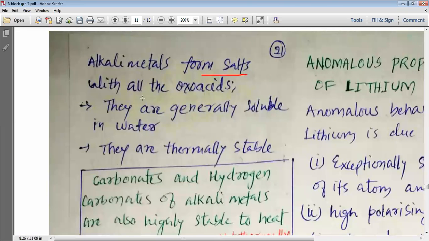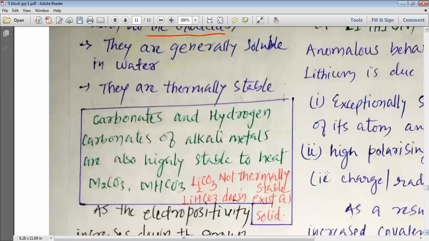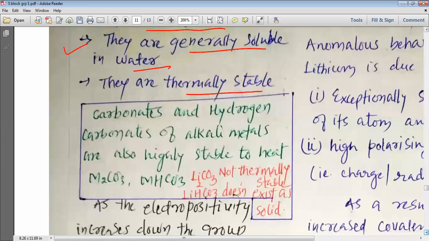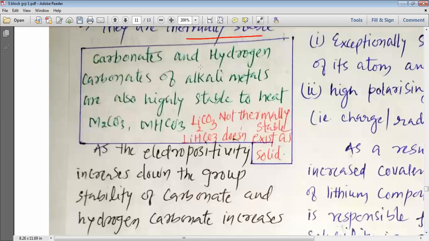Alkali metals form salts with all oxoacids. They are generally soluble in water. So the salts of alkali metals with oxoacids are generally water soluble, and they are thermally stable. They are stable also, at room temperature you can find them. Carbonates and hydrogen carbonates of alkali metals are also highly stable to heat.